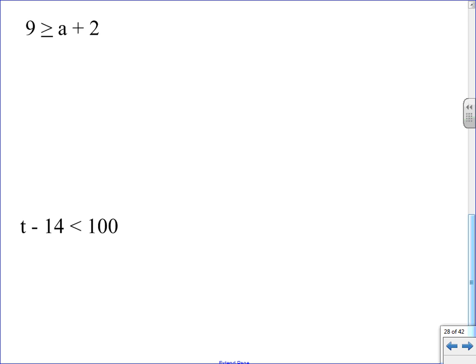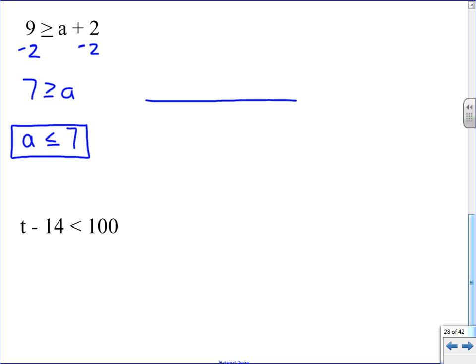Here are answers for you to compare to. On the first one, you should have subtracted 2 from both sides, and then flip it around to get a is less than or equal to 7. We can skip right to 7, but make sure we have 2 numbers on each side. It does say or equal to, so we want to fill the circle in.